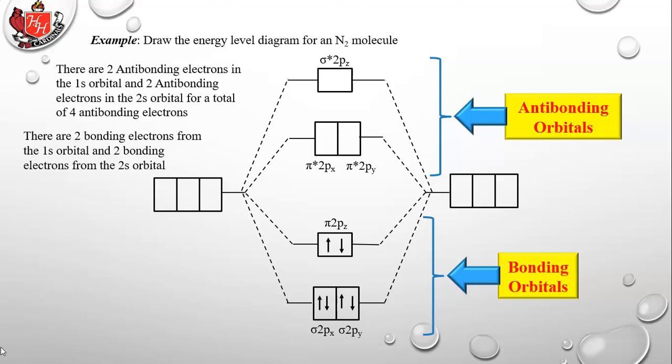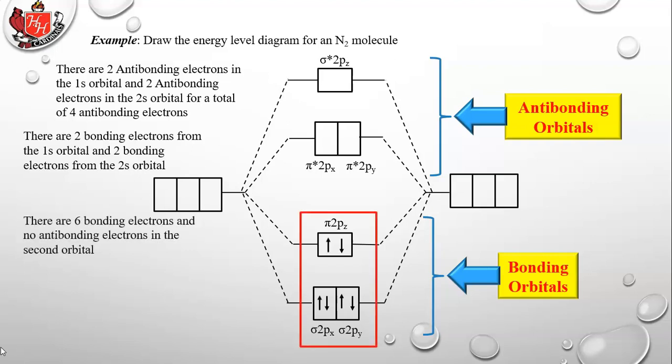Okay, so that's where all the antibonding electrons are, in the 1s and 2s. You don't see that on the screen, that's on the previous slide. There are 2 bonding electrons from the 1s and 2 bonding electrons from the 2s, so again, that's 4. So the 1s and 2s are a wash. They don't affect this. Now we're getting to this energy diagram. There are 6 bonding electrons and no antibonding electrons in the second orbital.